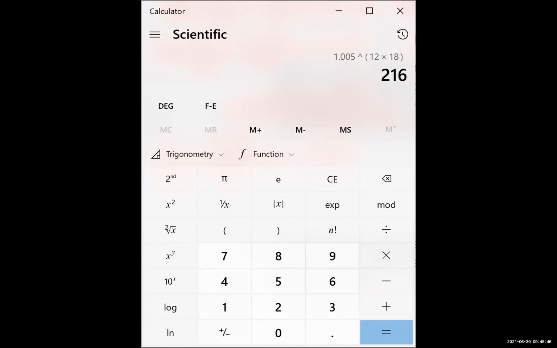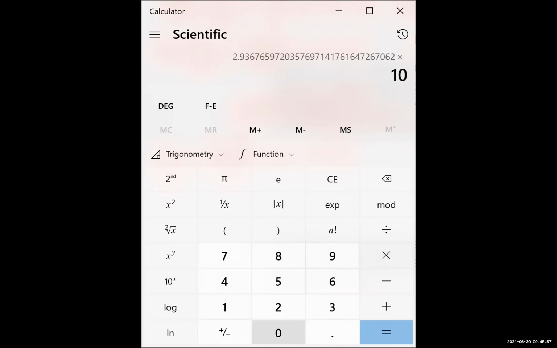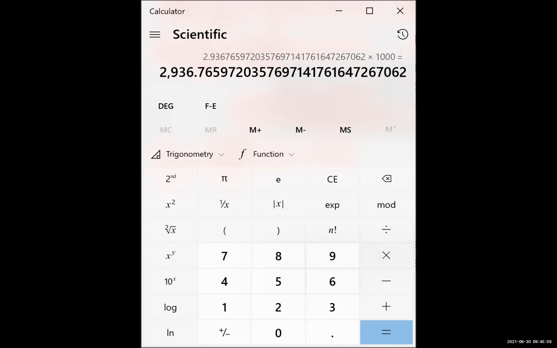Now you are about to raise 1.005 to the 216th power. This is your answer. You multiply this by 1000, and that is your answer. You will get close to $3,000 today. More specifically, $2,936.77 when you round to the nearest cent.